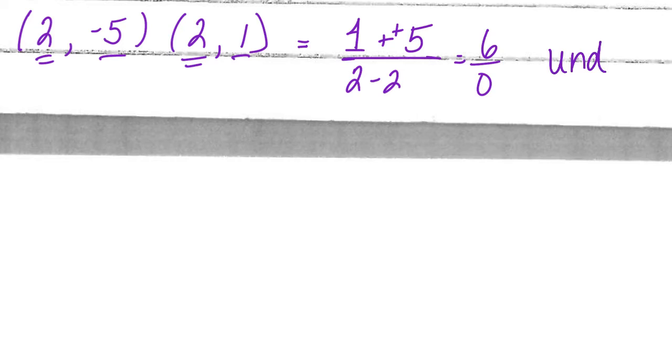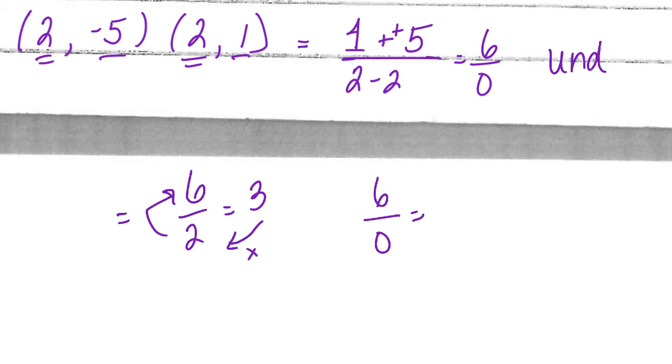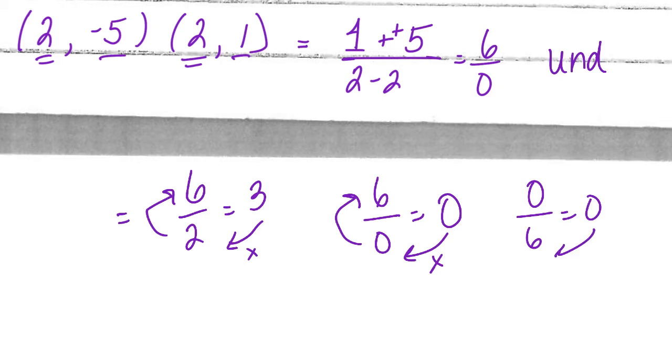Let me show you why that works. Does everyone agree that 6 over 2 is 3? 3 times 2 equals 6. So a lot of people want to call this 0, but 0 times 0 will not give us 6. Now, 0 over 6 equals 0. That one does work. So this one we know is undefined.